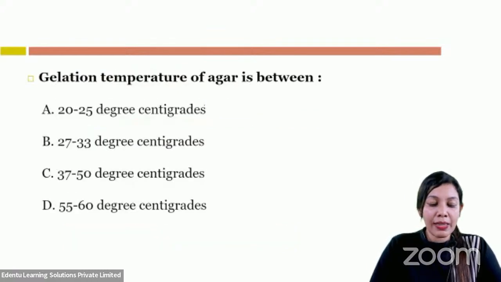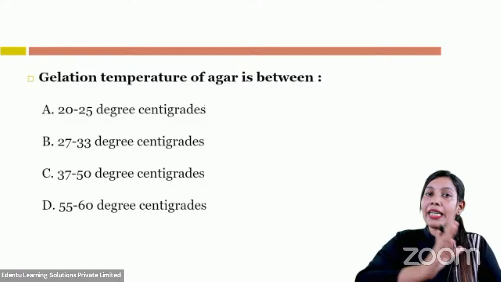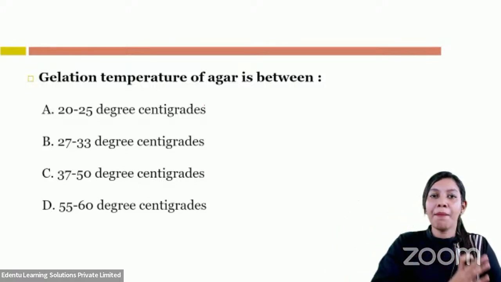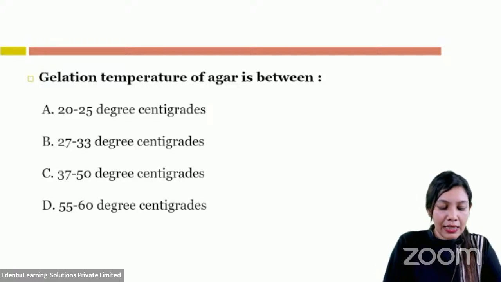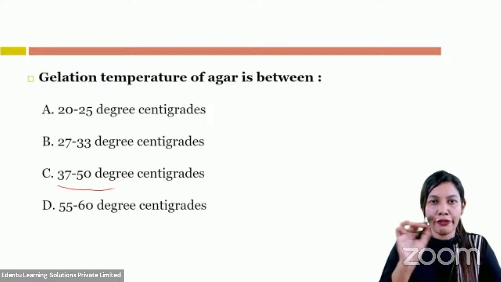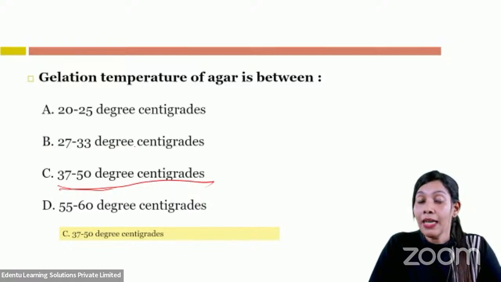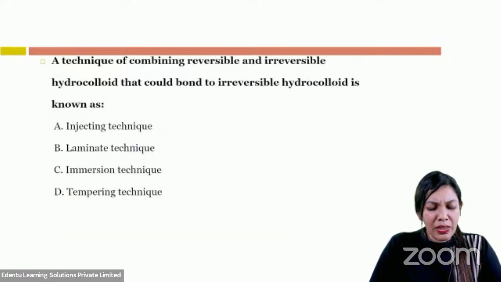Now, what is the dilation temperature for agar? 60 to 70 degrees, they form liquid. Again, to form liquid, it need not go completely to 60 to 70 degrees. That is about 37 to 50 degrees Celsius, centigrade is the answer. So this is another question.